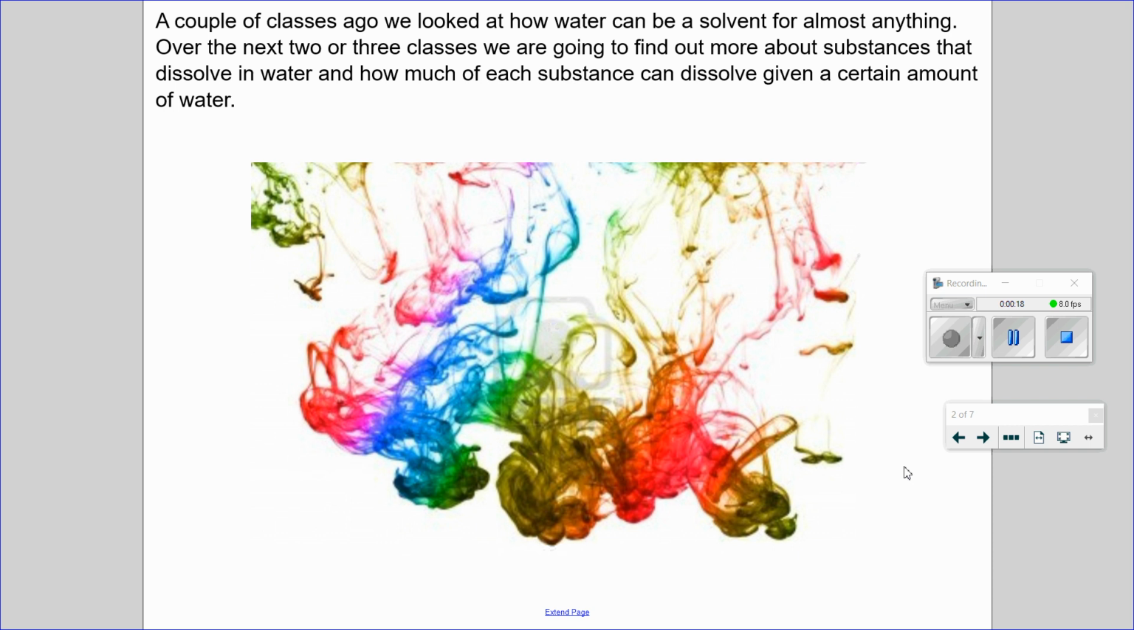A couple of classes ago, we looked at how water can be a solvent for almost anything. That means that almost anything can dissolve in water, which is the prime reason why we use it for things like laundry and cleaning our dishes. Over the next 2 or 3 classes, we are going to find out more about substances that dissolve in water and how much of each substance can dissolve given a certain amount of water.